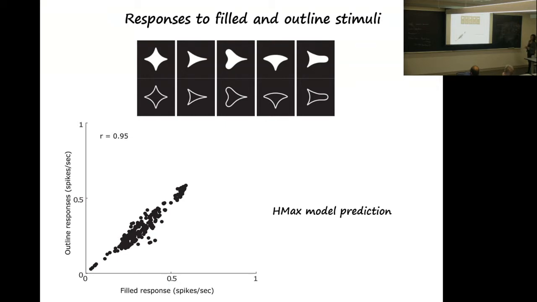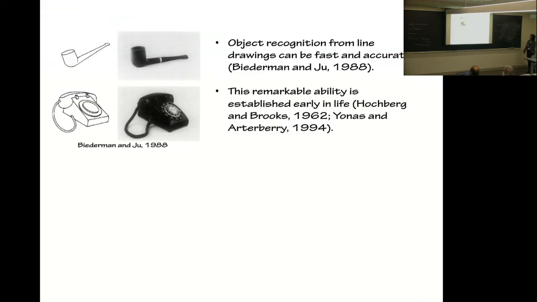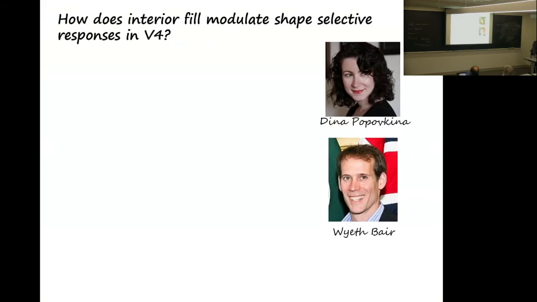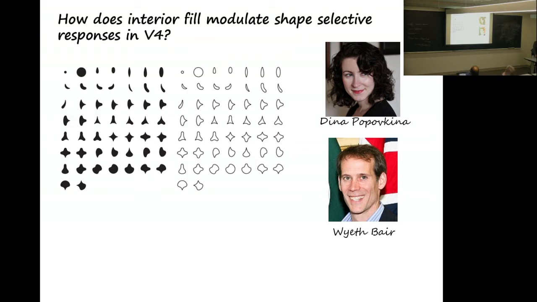This prediction seems very consistent with perception. We're very good at recognizing objects regardless of whether they're outlines or not. Even young children are very good at this. We've exploited this since very early, in kindergarten through third grade. So it seems intuitive and it seems to make sense, but nobody had ever asked whether neurons actually respond similarly to these 2 stimuli. So Dina Popovkina, who was a grad student in my lab, created a set of stimuli that were matched in every way, except that one set of stimuli did not have any interior.